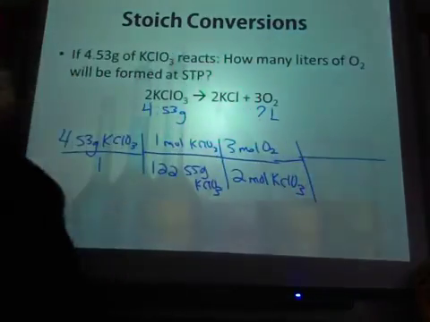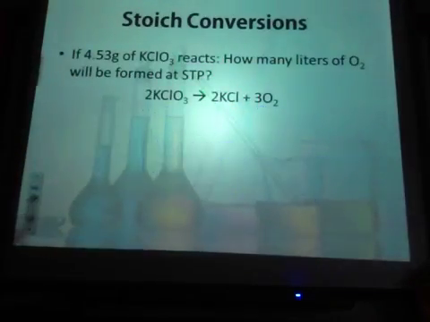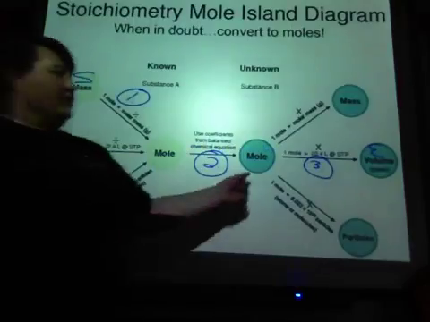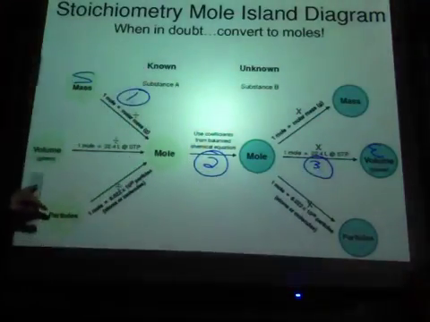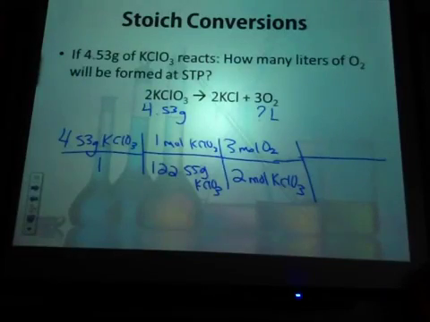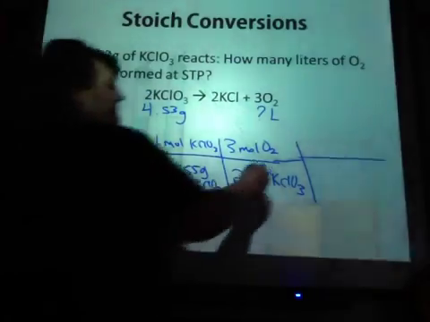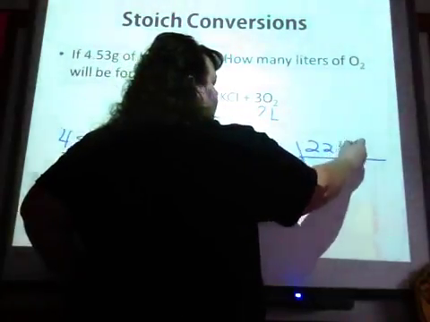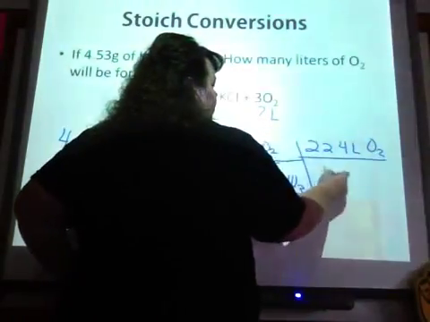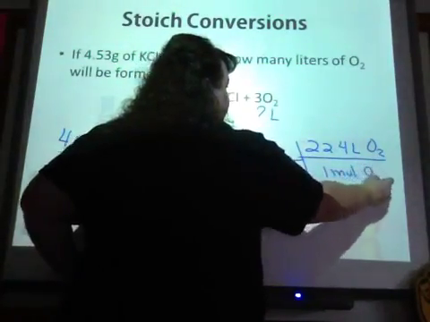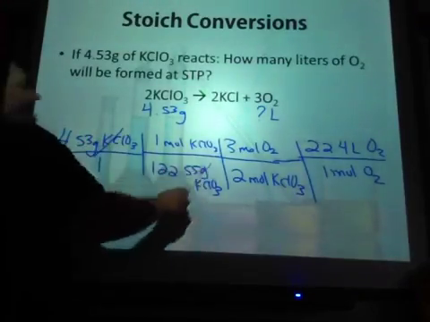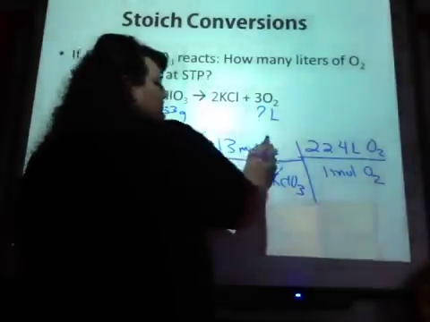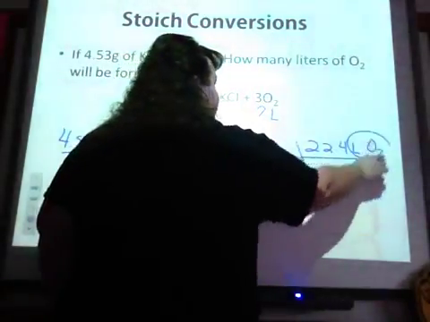And last step, this time we're going to liters though. So if we look on our chart, we're using the 22.4 and we're multiplying by it. So where does that 22.4 go? On top. And our 1 mole goes opposite. So grams cancel with grams, moles and moles. And we're left with liters of O2.